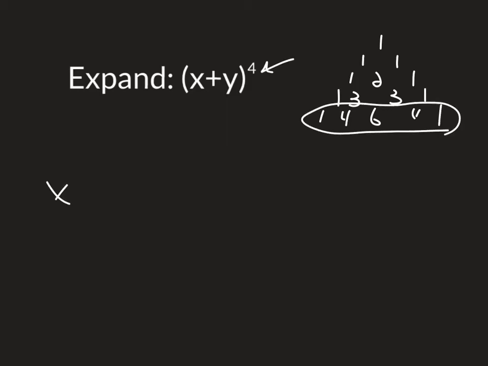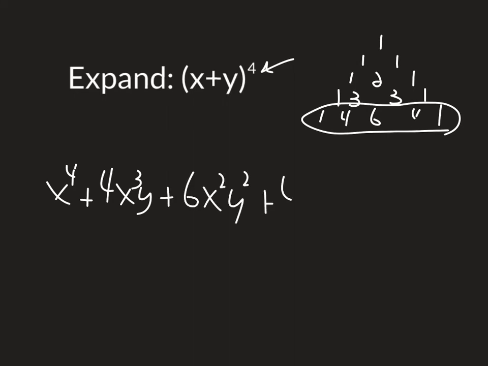So let's say 1x to the 4th plus 4, that's the next number. The x starts decreasing, the y starts increasing. 6, x is decreasing, y is increasing. 4, x is decreasing, y is increasing. 1, the y is all the way there.